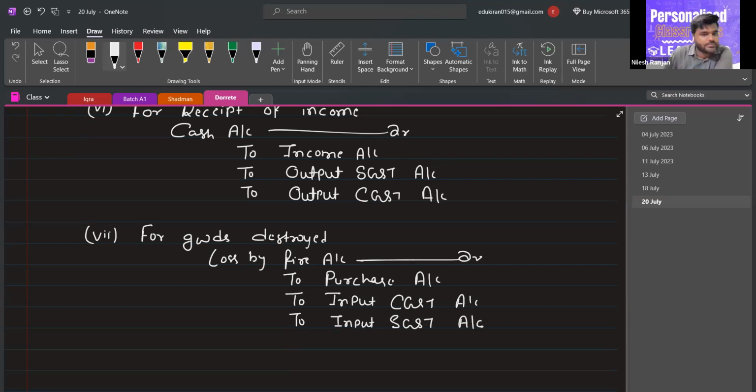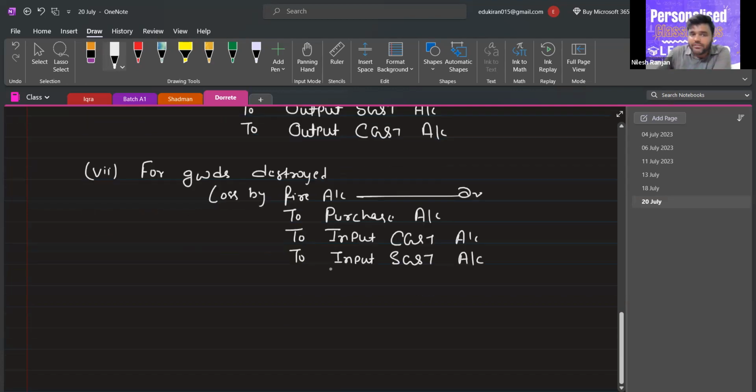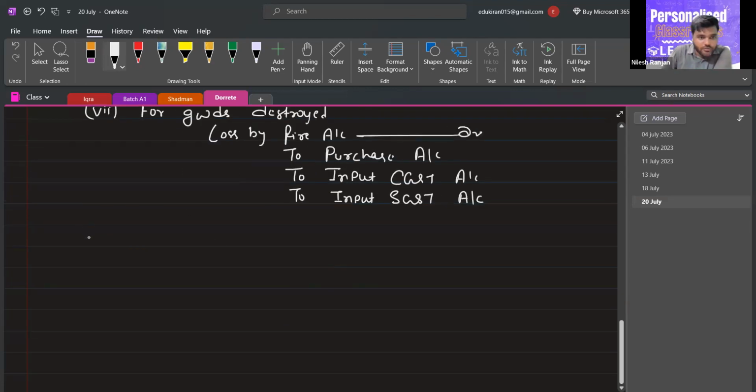Is this clear? Yes, sir, because input will be cancelled. Okay, when we take input for purchasing goods, we have been given credit for this payment of tax to the government. When in future we have to pay tax to the government, we will deduct this input from the output tax. So we will cancel this input if the goods are destroyed by fire. Same in case of goods taken for personal use.